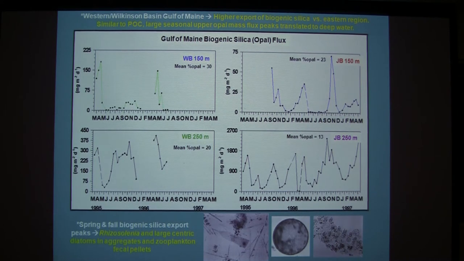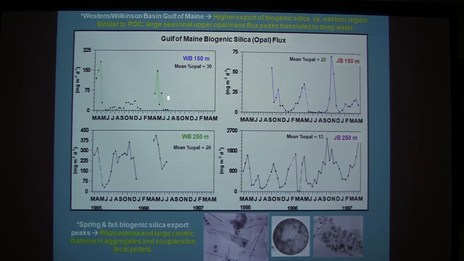in the west versus the east. So the region that had the higher organic carbon has the higher silica. And we'll get to that in a moment. I show the carbonate. And the material responsible, of course, are the remains of these very large diatoms. Rhizosolenia is very abundant in the Gulf of Maine, if any of you know of those, and some large centric diatoms. You can't quite see this, but these are centric diatoms all within a fecal pellet.